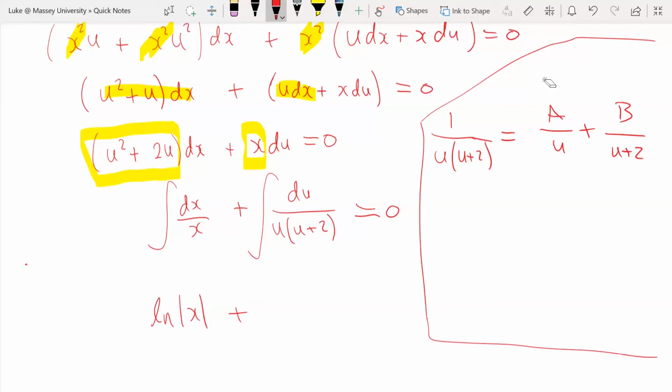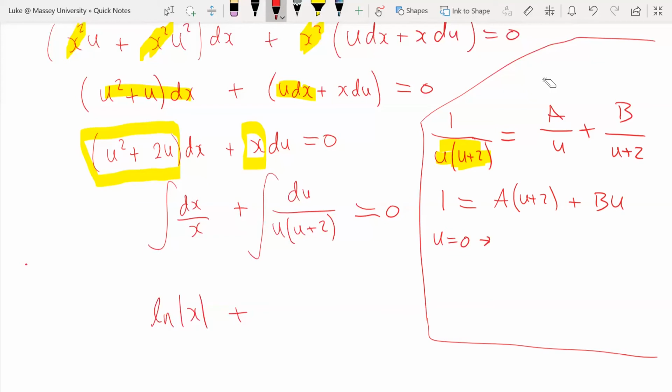So I'm going to multiply both sides of this equation by the denominator on the left-hand side. So on the left-hand side I get left with 1. On the right-hand side I get something that looks like this. Okay. So now I want to find these values of A and B. I'm going to try just different values of u. So firstly I'll try u equals 0.